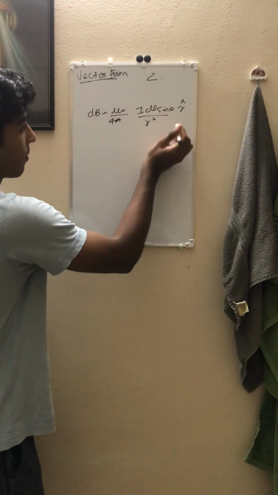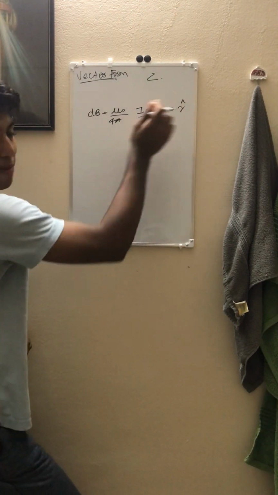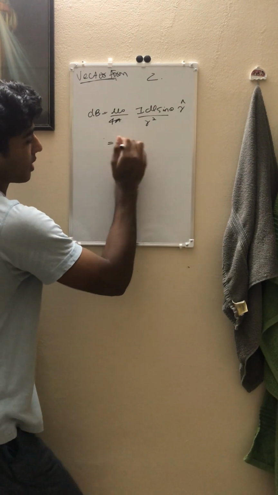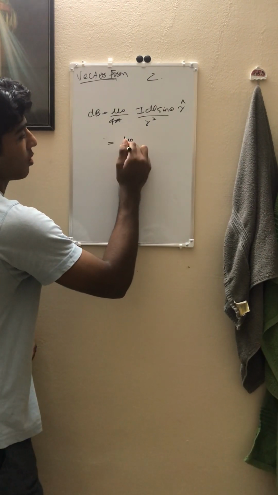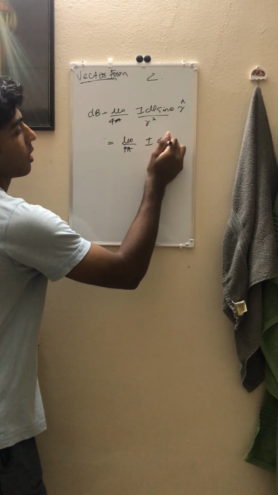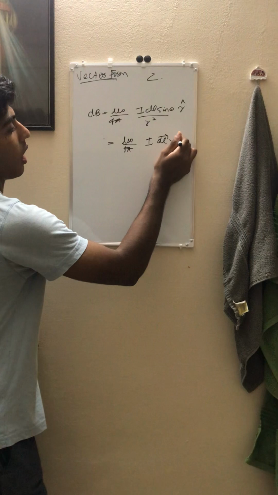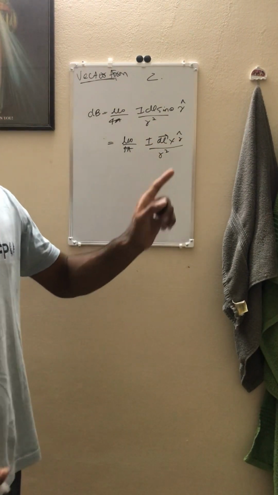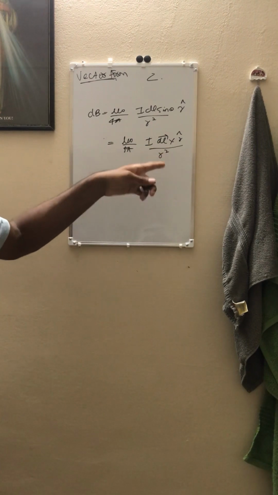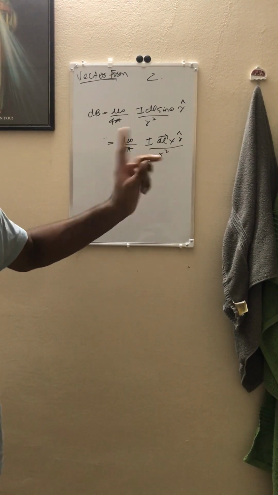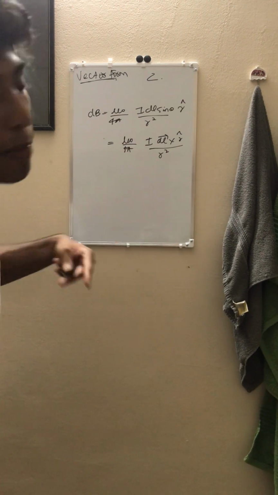by r square, and just because this r cap is there, dB will become mu 0 by 4 pi I dl into r cap by r square. Last time it was I dl vector into vector r divided by r cube. This time it's I vector dl into r cap divided by r square.